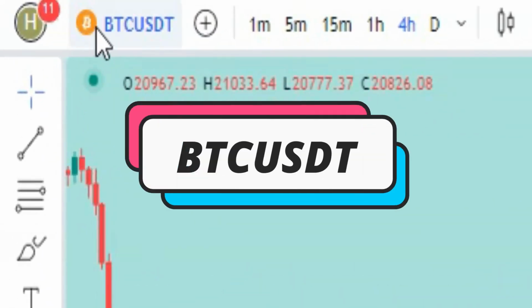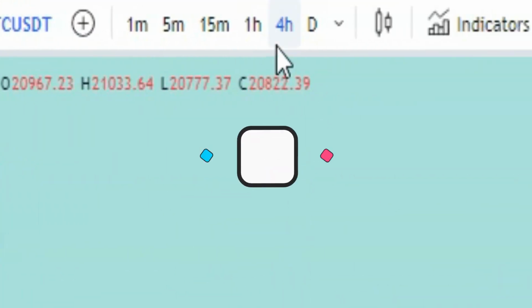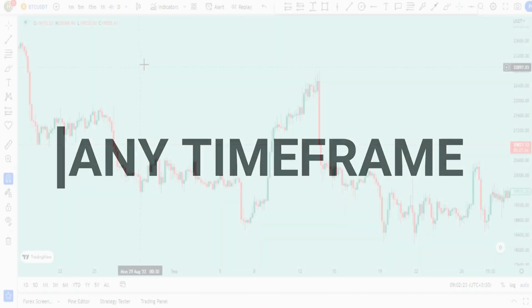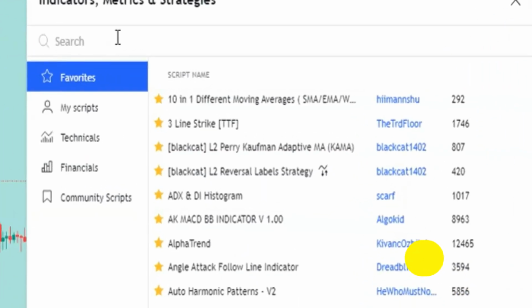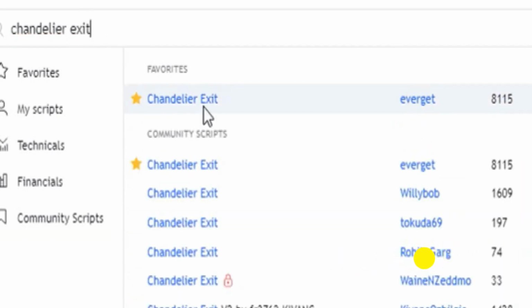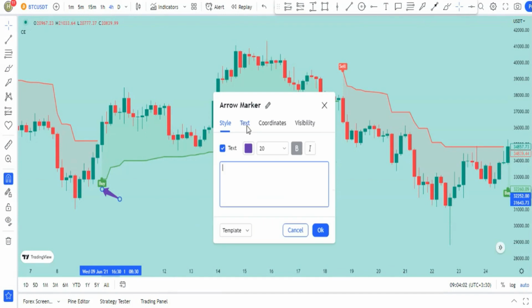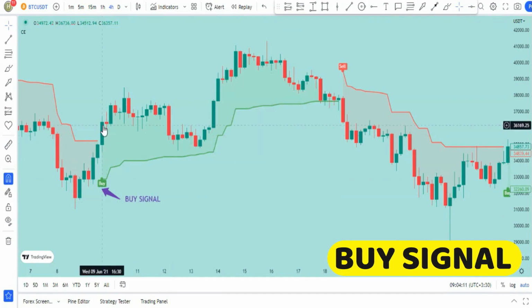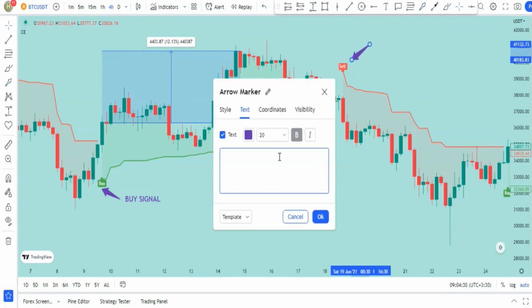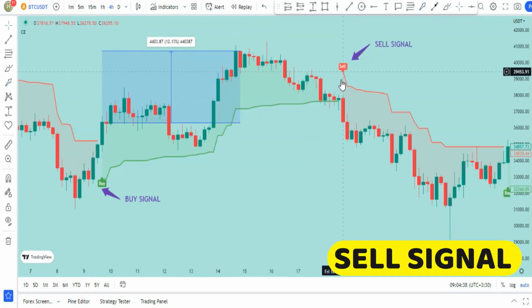Bitcoin chart and 4-hour time frame is the best time frame for this strategy. But you can use this strategy in other symbols and time frames as well. So without further ado, head over to indicators and search for the chandelier exit as the first indicator. When this indicator issues a buy signal, you can enter a long trade. And also when the sell signal is issued, you can enter a short trade.